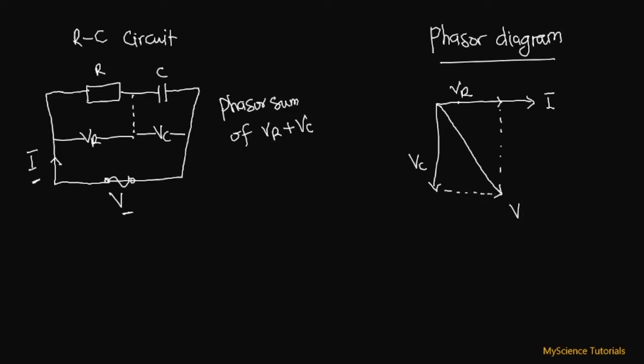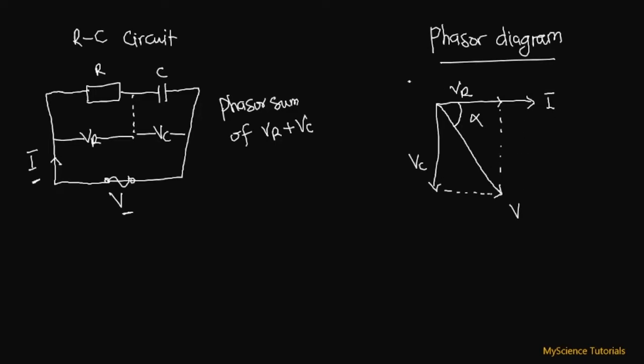Alright, so the angle now between the current through the entire circuit and the applied voltage is what we are calling the phasor angle, or the phase angle. So this angle can range between 0 degrees to 90 degrees, as you can see in this diagram over here.